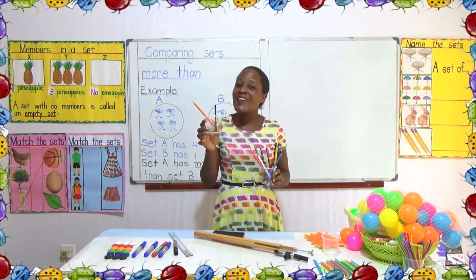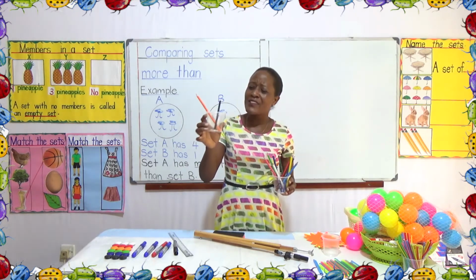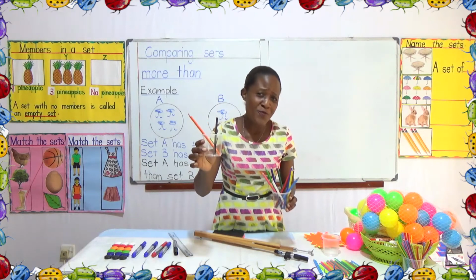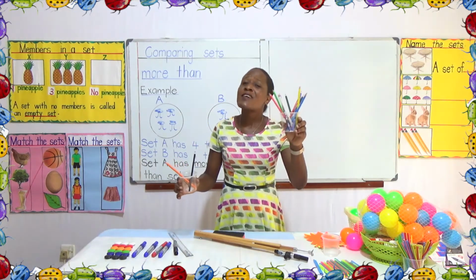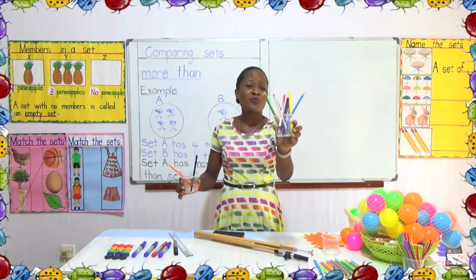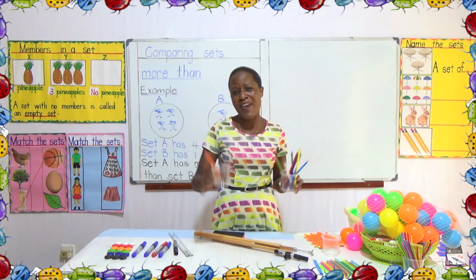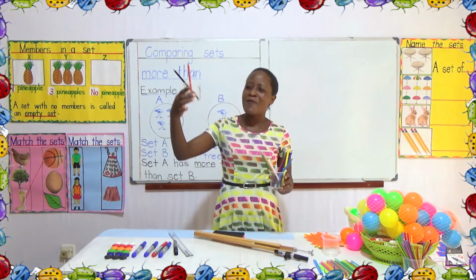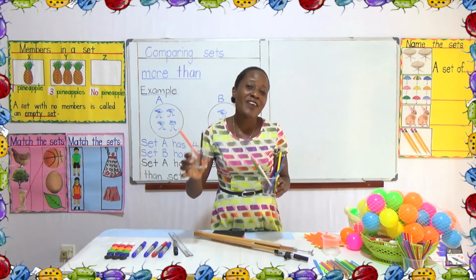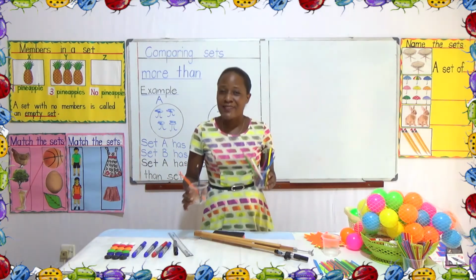Set Y has just two of them. 1, 2, they are so few. And this one has 10. This one has so many. And this one has just 2 of them. So looking at our set Y, which word shall we use? The word to use is less.